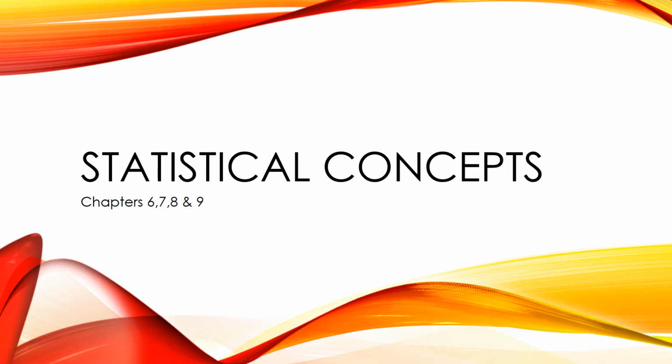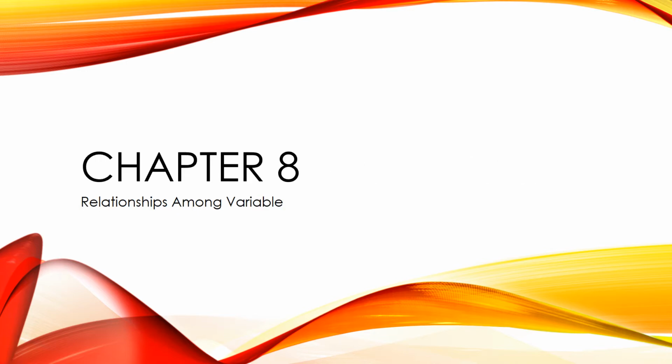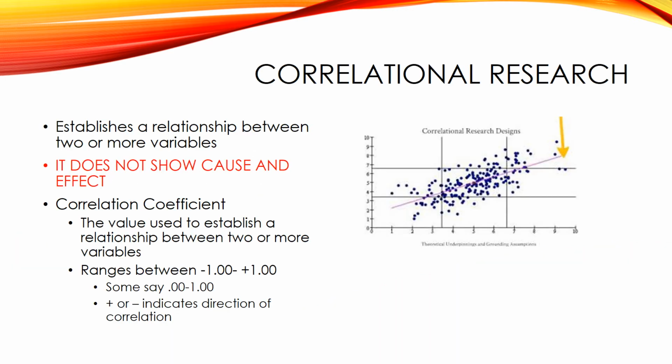So for this installment of statistical concepts, we're going to talk about the relationships among variables. And when we do that, we're typically talking about correlational research. The big thing to remember is that correlational research does not show cause and effect. It merely establishes a relationship.